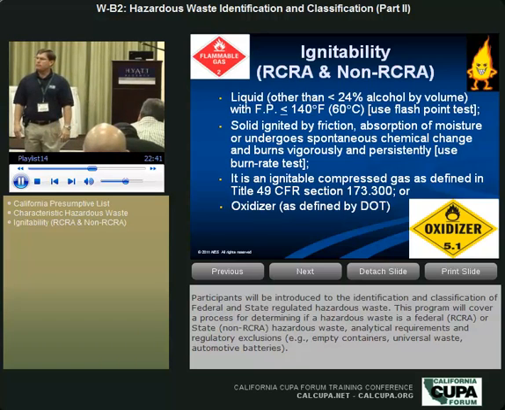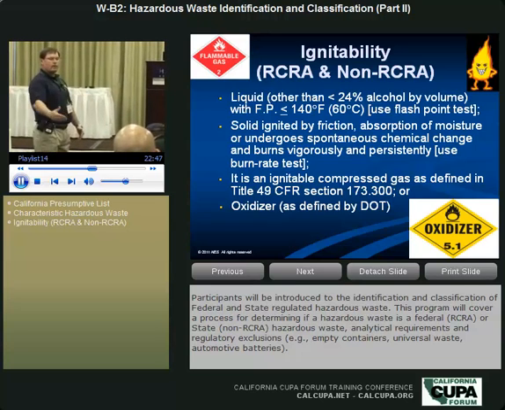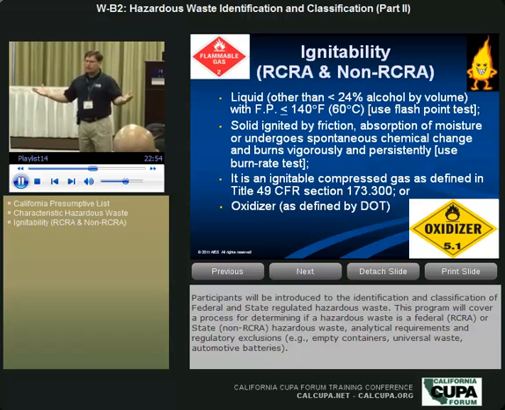Calcium carbide. Calcium carbide, it's a solid. It will absorb moisture, it's hygroscopic, and when it does that, it forms, ready, acetylene gas. So that's an ignitable waste. It's not a liquid, but it's an ignitable waste.